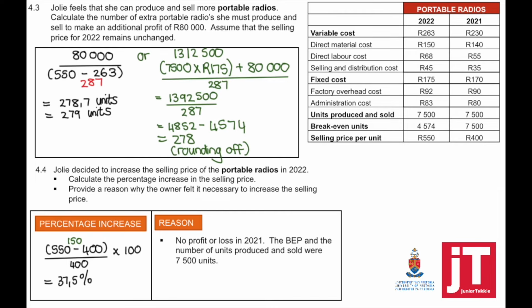Now, the reason could be no profit or loss in 2021. The break-even point and the number of units produced and sold were the same at 7,500 units. An increase in the selling price will invariably lead to a lower break-even point if cost stays the same.